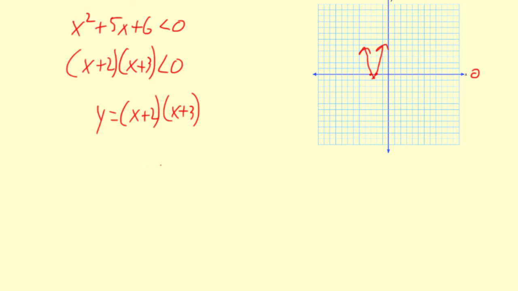So my solution is x is going to be greater than negative 3 and less than negative 2. That is the interval where the parabola is below the x-axis. So that means it's less than 0, and it's not equal to because this is not equal to. So that's the big picture for this lesson.